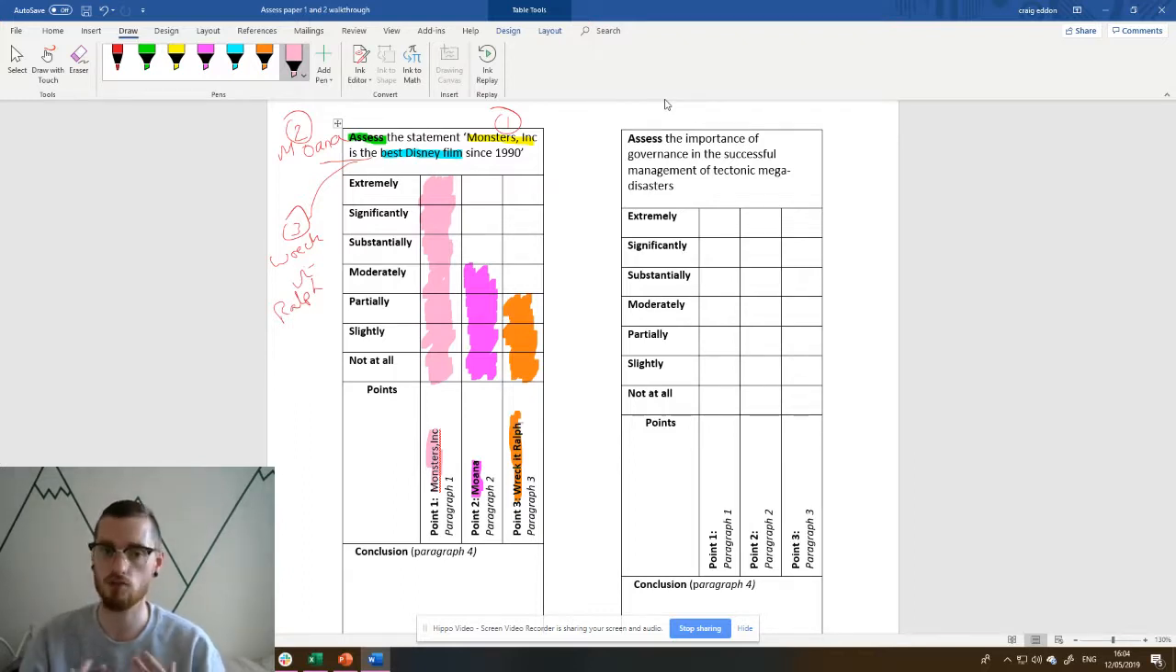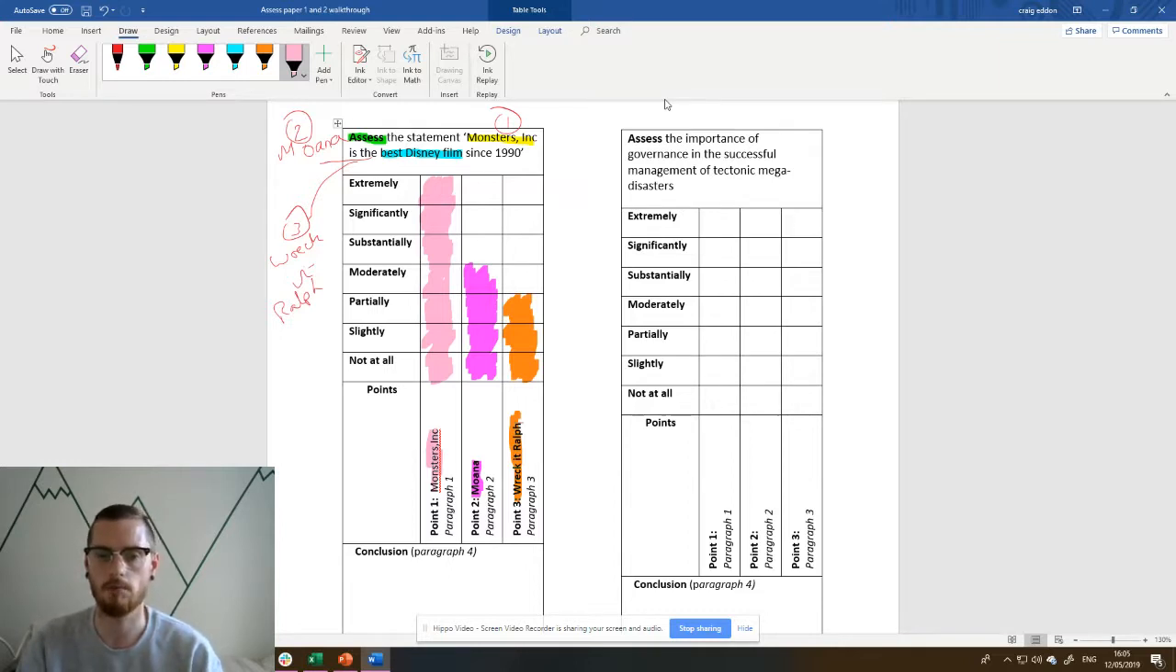I agree extremely that Monsters Inc. is the best Disney film since 1990. And the reason why is generally I just think it's a great film. But if I was trying to come up with a reason or a judgment wise, I think that it has a great moral to that film, especially to its key audience, its main audience being youngsters, which is that we shouldn't judge a book by its cover.